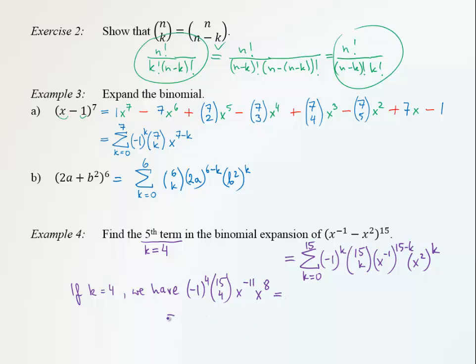Okay, let's try to simplify that. -1 to the 4 gives us a positive term. 15 choose 4, you can use your calculator and evaluate this combination. It should end up being 1365. Check on that, please. And then combine the powers of x, so that's really x to the -3. Okay, so that's the 5th entry in our expansion.